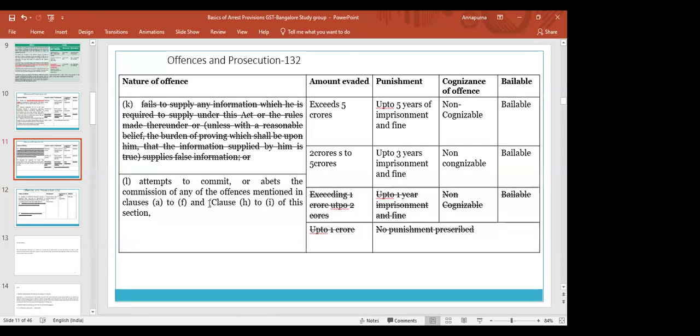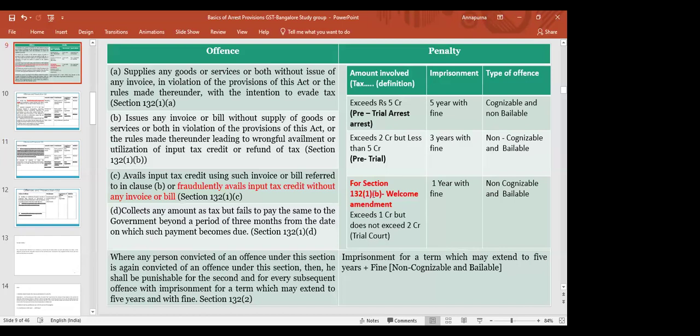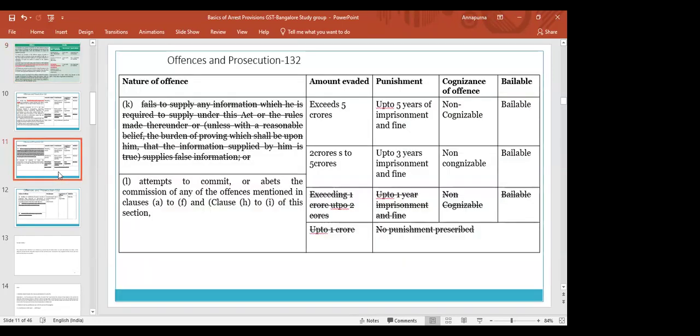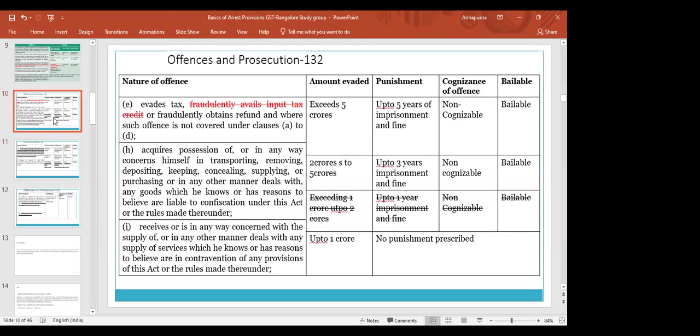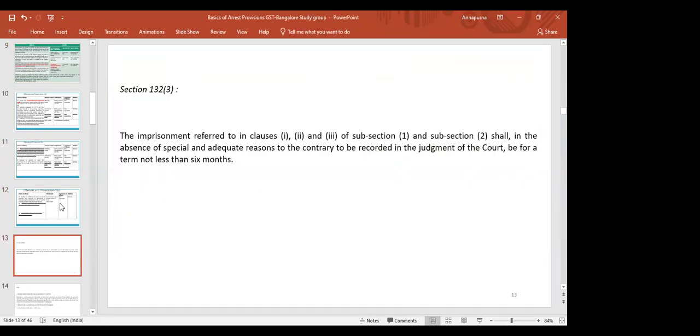My only doubt here, sir, is that there is an attempt to commit or abetment of any offense mentioned in clause A to F and clause H to I in this section. We already have section 132(1)(b) there, because there is a specific clause, sir. A, B, C, D, E, F, G, H; G is not there, H and I are there. So was any exception required for B here, sir, because B is already there?